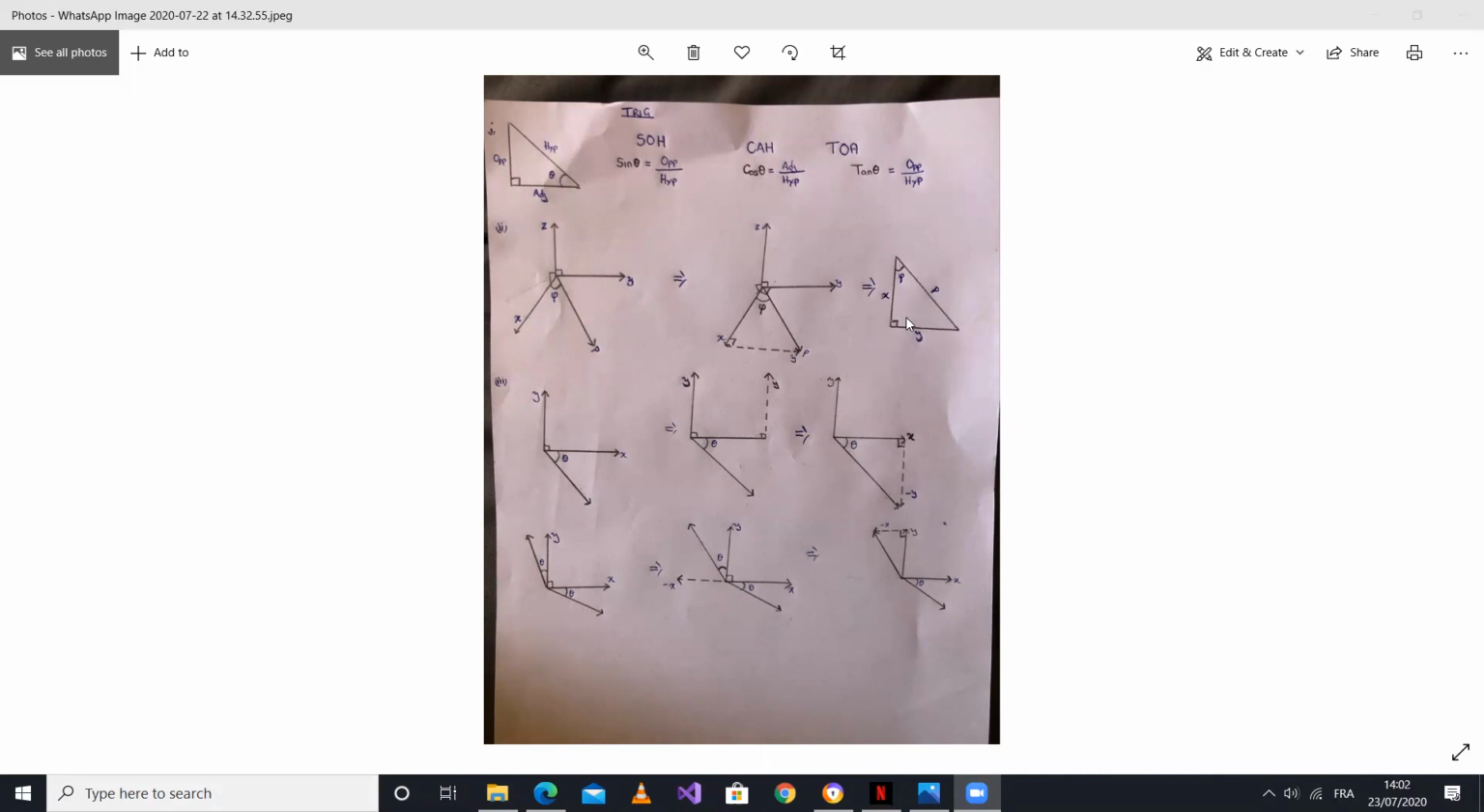Is it clear on this one? Yes, it's clear. Yes, it's clear.